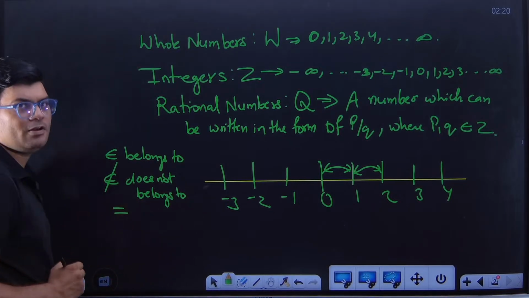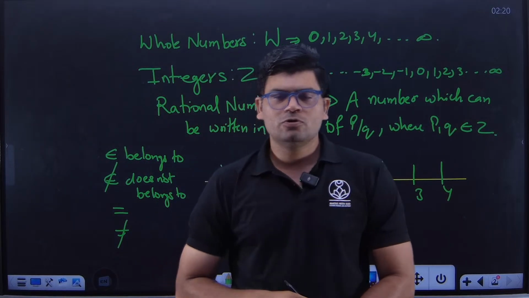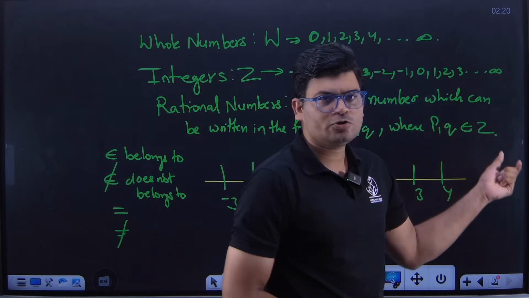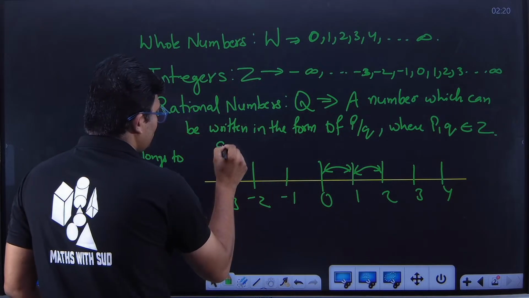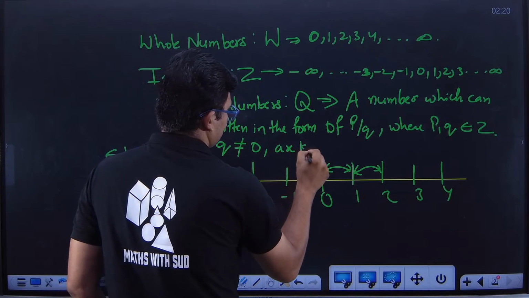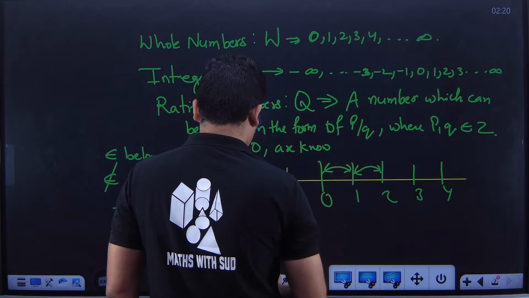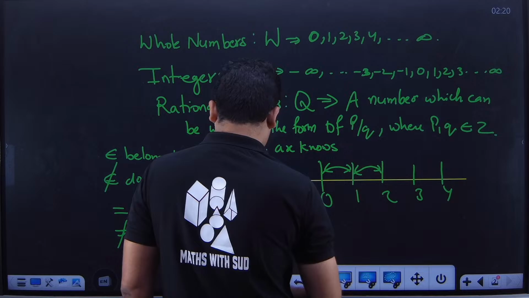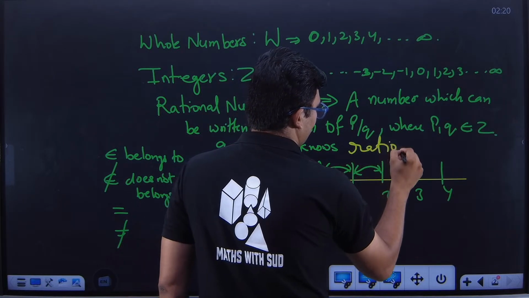Sometimes you use this symbol for equality sign. Sometimes you use this symbol for not equal to. So likewise we use this symbol. We will say that P and Q belongs to Z, means P and Q must be an integer, and there is one more condition, Q must not be equal to 0, are known as rational numbers.